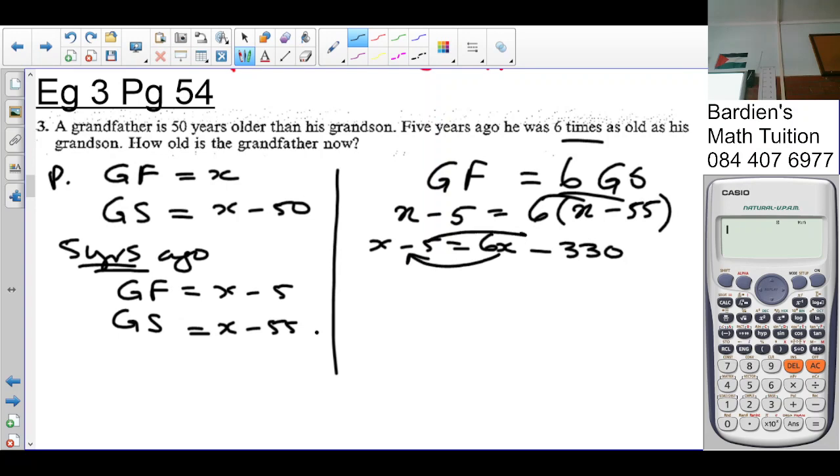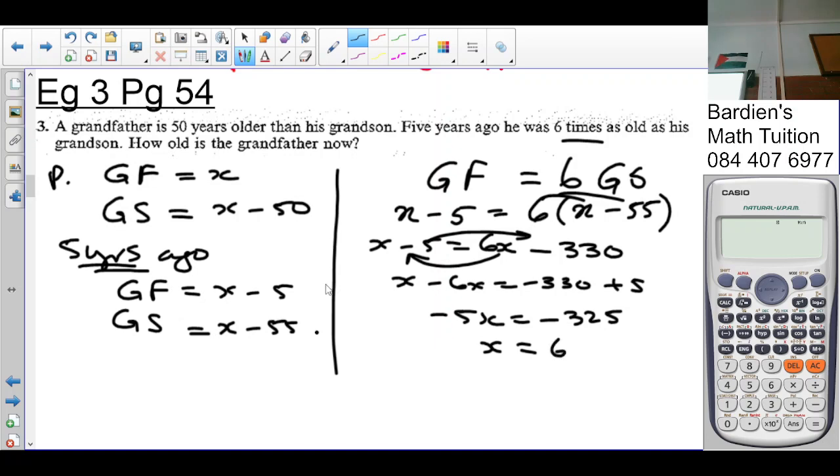X on one side, numbers on the other side. So it's X minus 6X is equal to negative 330 plus 5. That's going to give you negative 325. Divide by negative 5 on both sides. So the grandfather is 65. What did we get in the previous one? And that is the grandfather's age. Why? Because the grandfather is X. Okay, you guys understand?